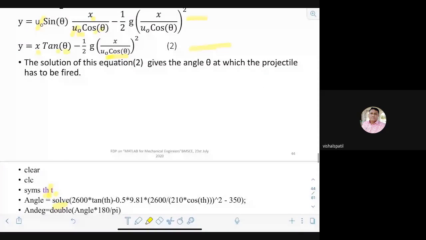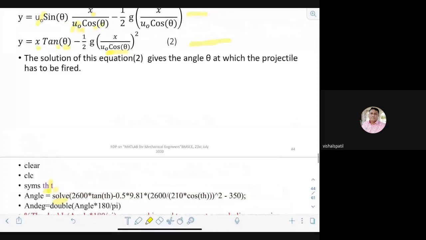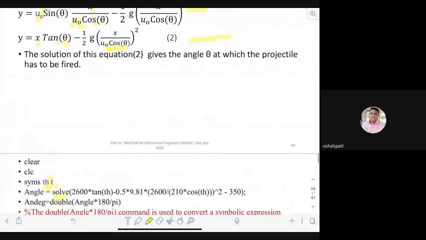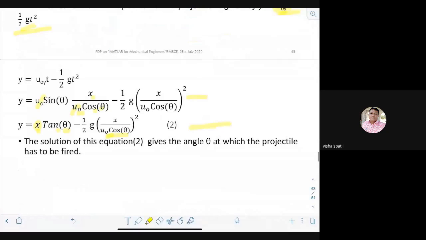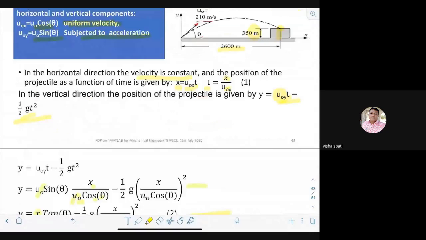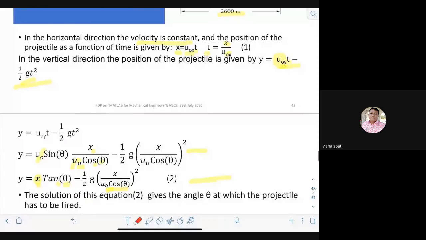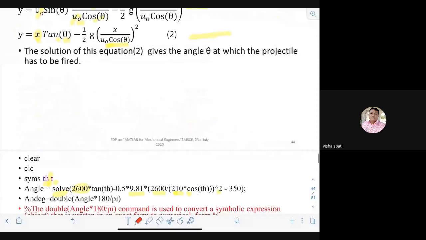Solve 2600. Okay, because x is 2600. You can replace it directly. x is 2600 into tan theta minus half is 0.5, g is 9.81, into x is 2600 divided by u0 cos theta, u0 is 210 cos theta, whole square. And remember, this should be equal to 350. Is it not? The distance traveled in y direction. So the final y value is this one. So this is 350.